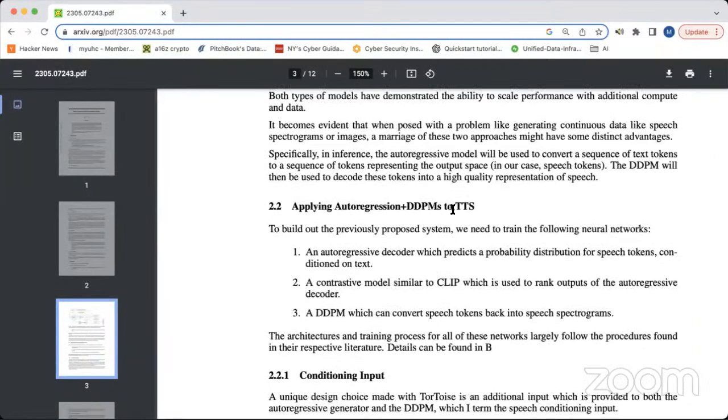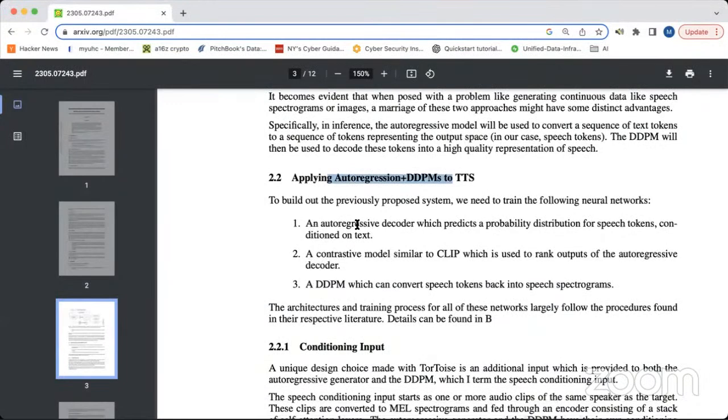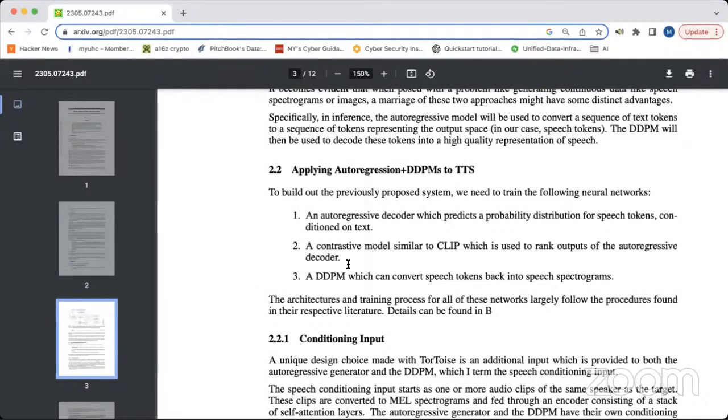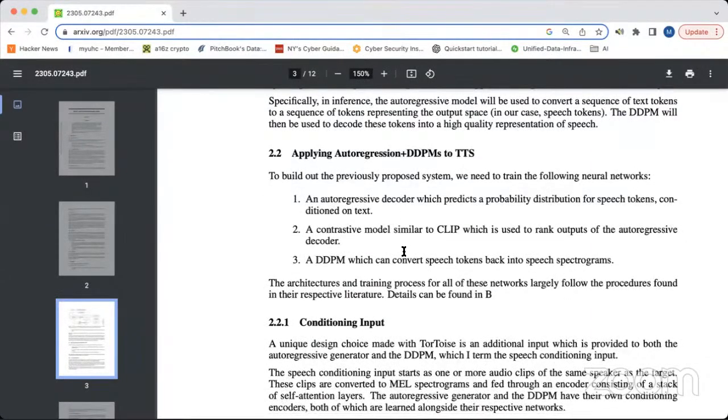So how has he gone about applying this autoregressive plus DDPMs to TTS? He goes into the details here. He takes an autoregressive decoder, which predicts a probability distribution for speech tokens, conditioned on text. Then he uses a contrastive model similar to CLIP to rank the outputs of number 1. So you get the output from number 1 and rank it through a contrastive model similar to CLIP, which he calls, I think, CLVP. And then finally he uses a DDPM to convert the speech tokens back into speech spectrograms. So that is basically the architecture.